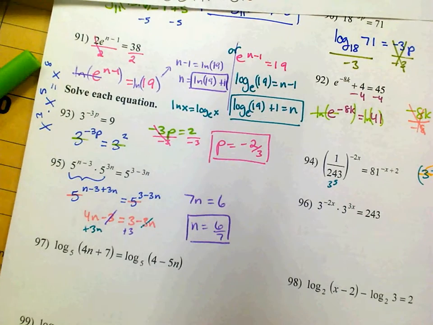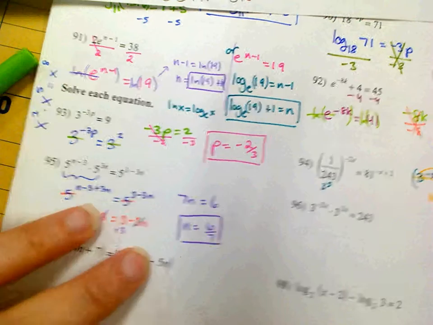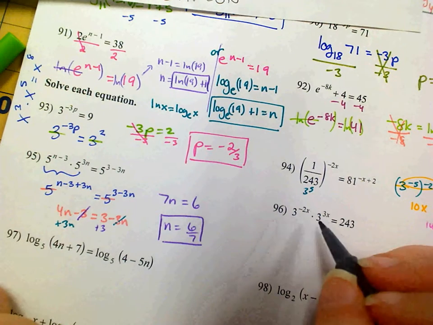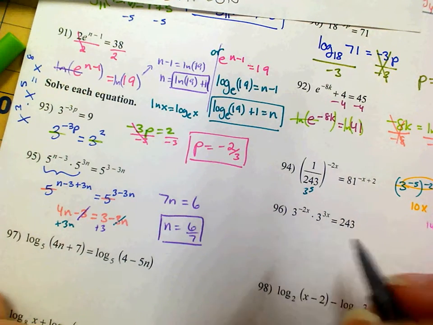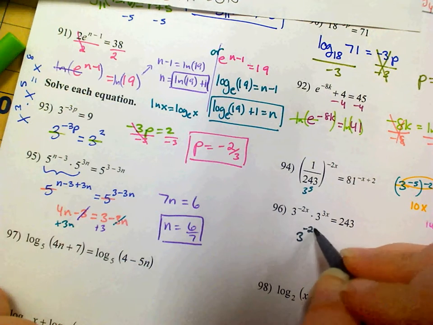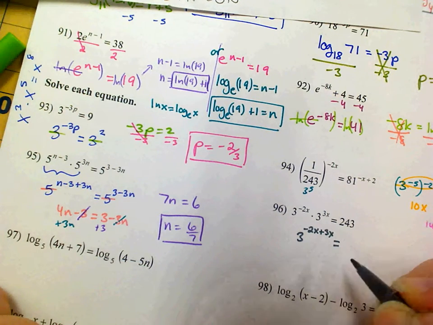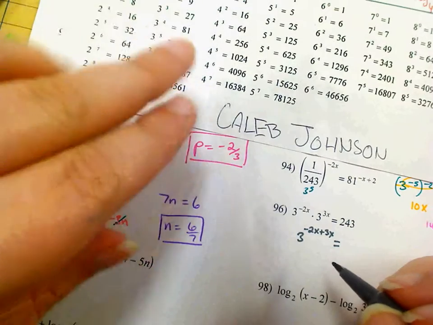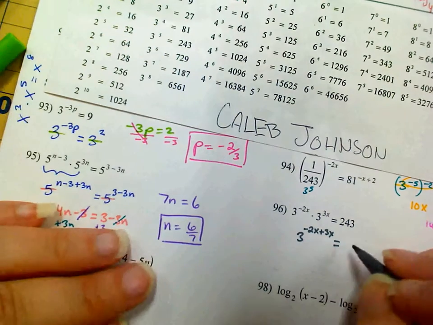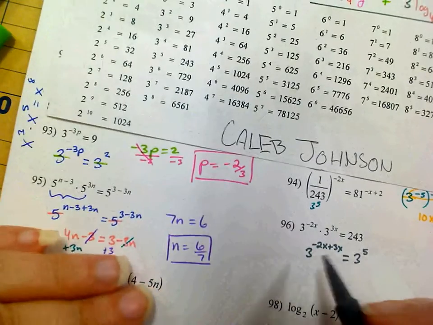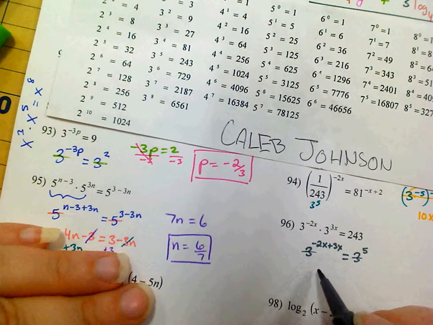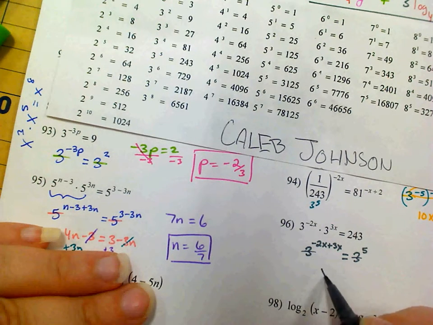Alright, number 96. Same thing. 3 to the negative 2x and 3 to the 3x, so that's 3 to the negative 2x plus 3x, and 243 is 3 to the 5th power. So I'm really just dealing with negative 2x plus 3x is x equals 5. And there we go.